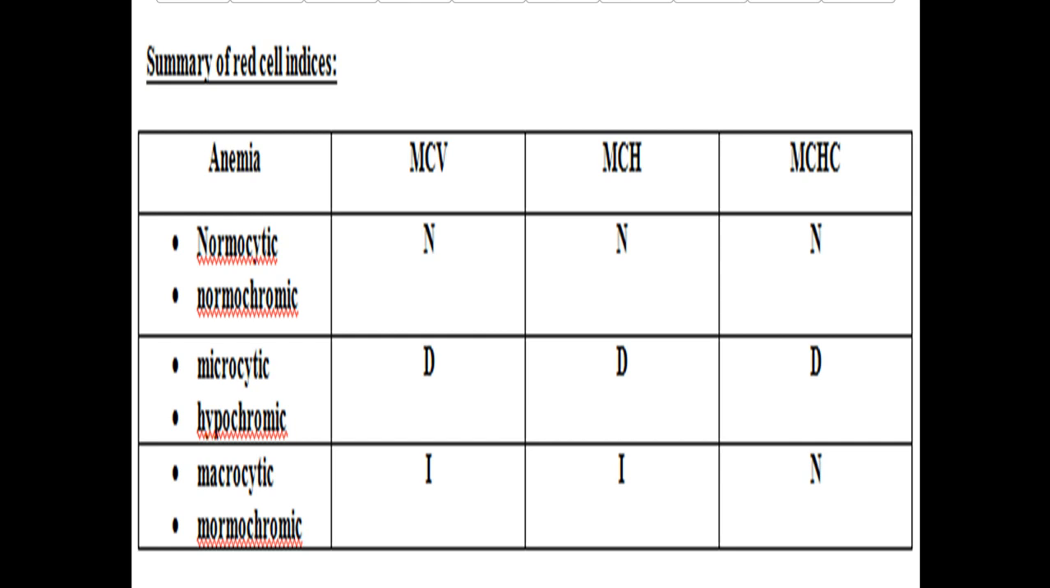The three indices, mean corpuscular volume, mean corpuscular hemoglobin and mean corpuscular hemoglobin concentration, are normal in normocytic normochromic anemia, while in microcytic hypochromic anemia all the three indices are decreased, and in macrocytic normochromic anemia mean corpuscular volume and mean corpuscular hemoglobin are increased, while mean corpuscular hemoglobin concentration remains normal.